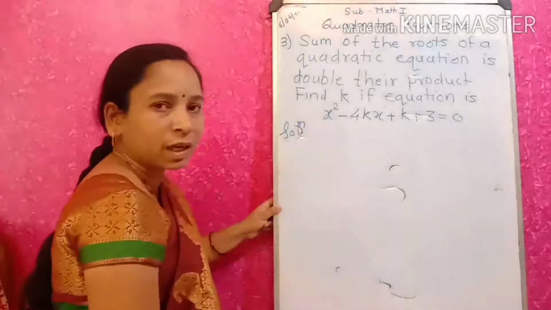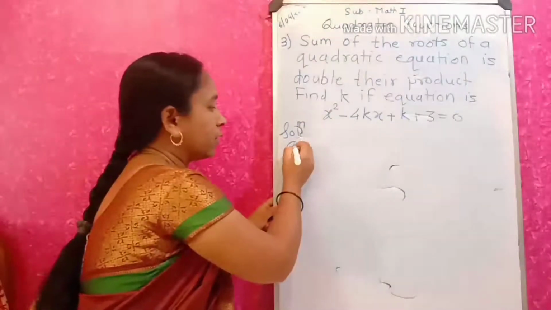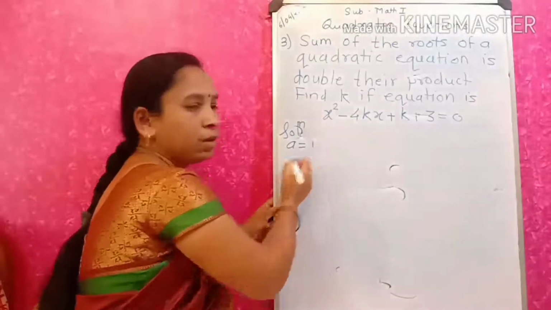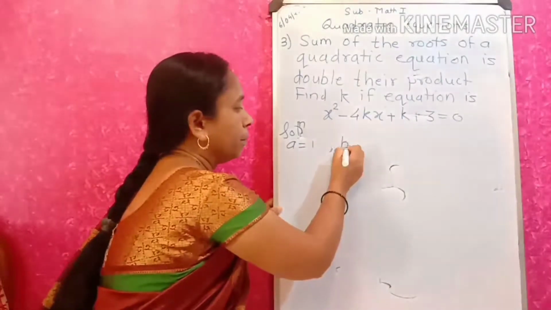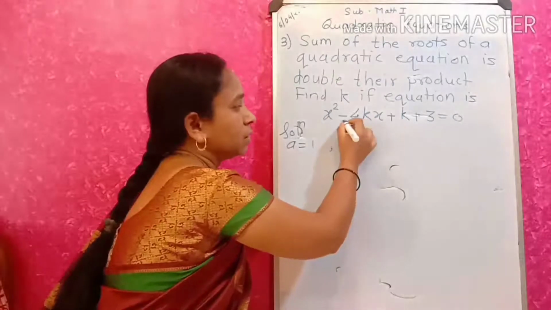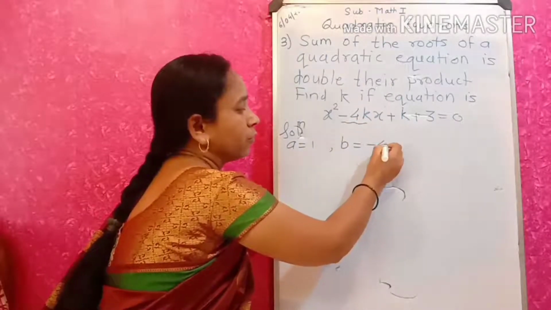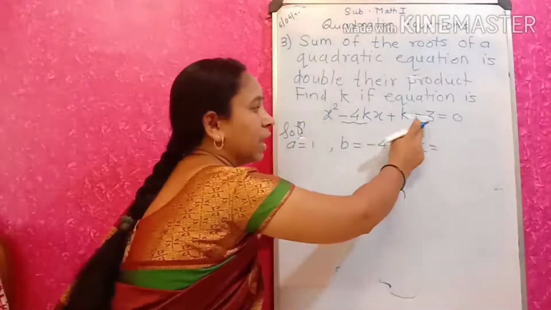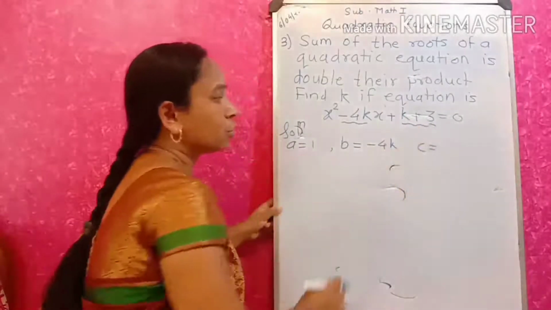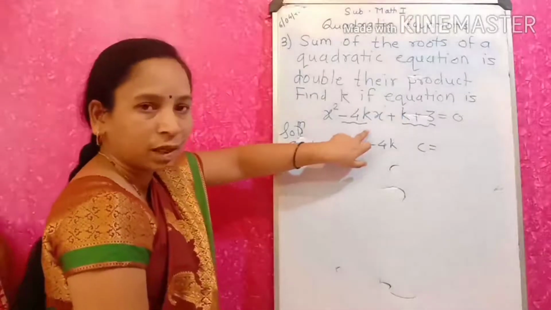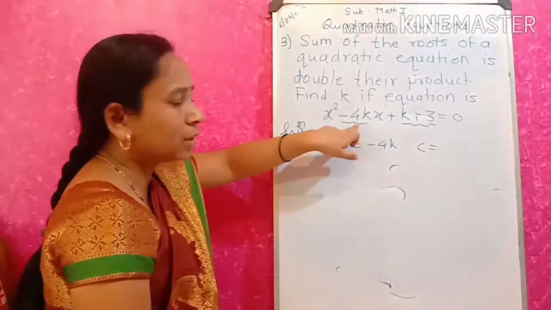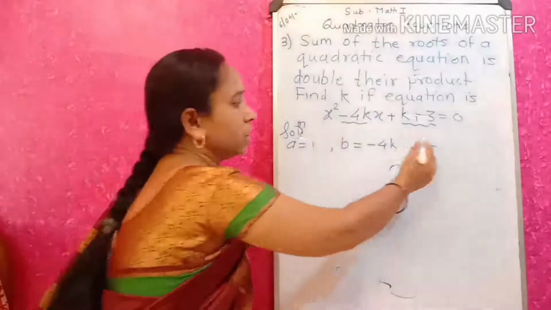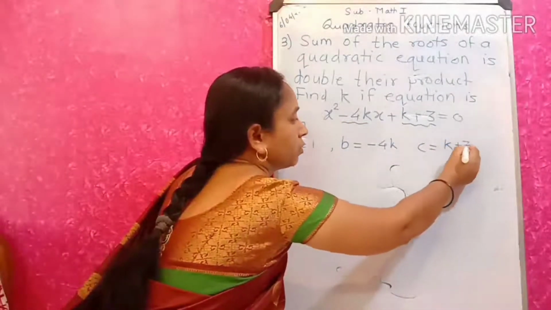comparing this with the standard form, you will get the a's value. Observe this equation carefully. A would be 1. B's value is minus 4k, but C is k plus 3. You should understand this type of examples properly. So what are A, B and C's answers? C would be k plus 3.